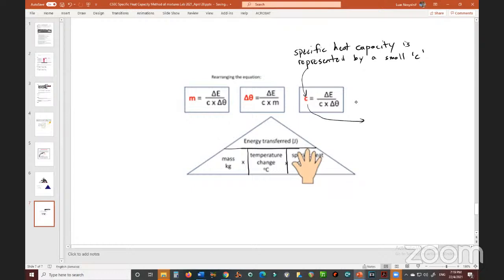So the information here is that specific heat capacity is measured in units, and the units are joules per kilogram per degree Celsius. Persons more commonly write it like this: J/kg/°C. All right, so there you go.